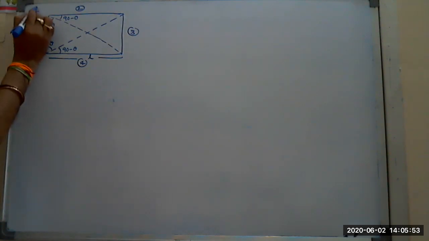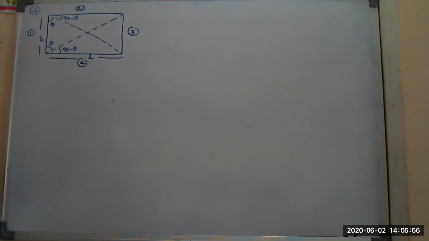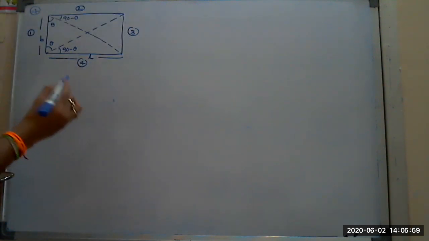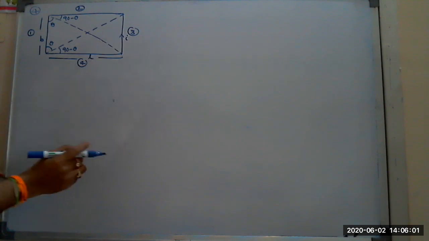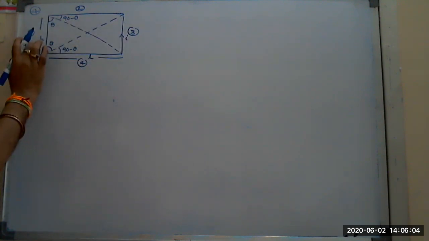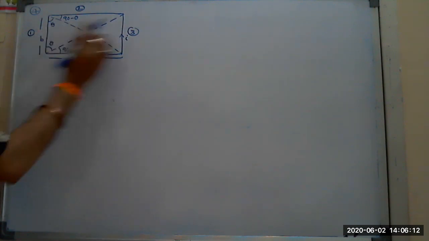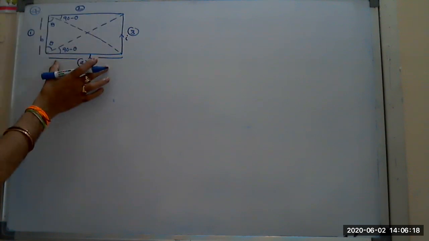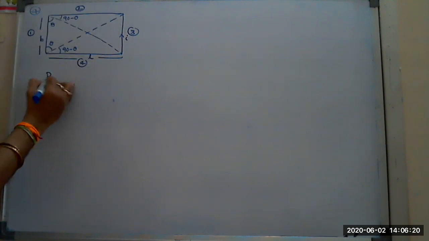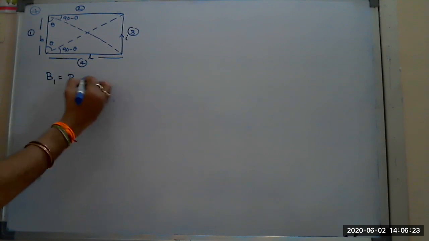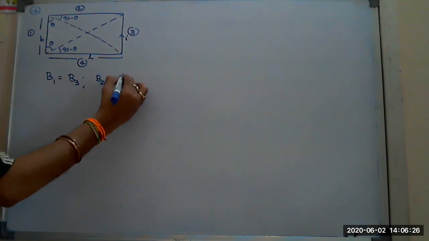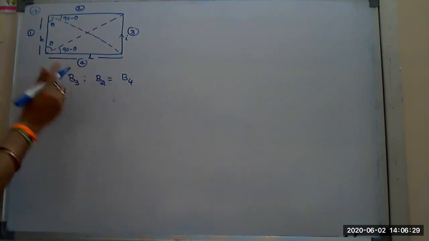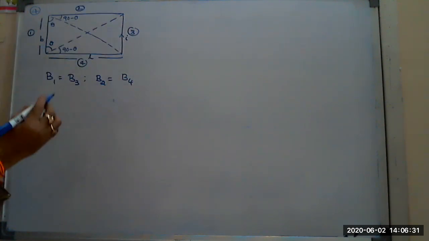This is problem number 4, what you asked. In this problem number 4, it is a rectangular loop carrying some current I. Rectangular loop means opposite sides are equal. The magnetic field produced by the third part and first part will be the same, and that produced by the second part and fourth part will be the same. That means B1 should be equal to B3 and B2 should be equal to B4, because the opposite sides are equal, right?